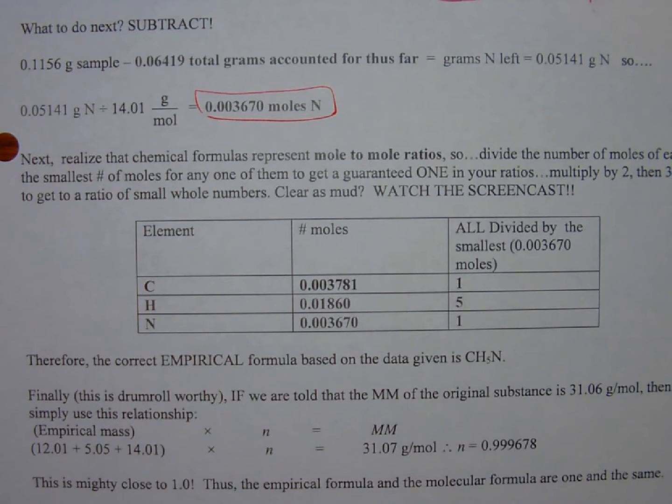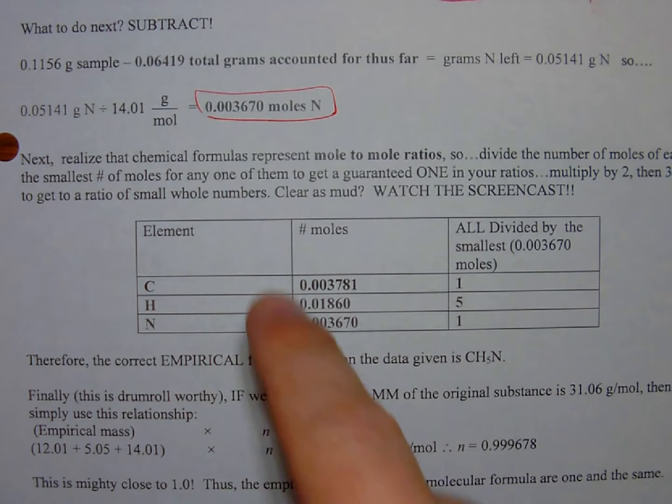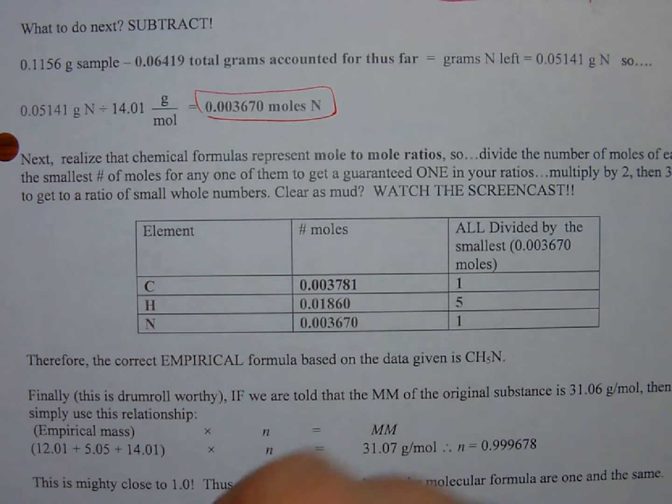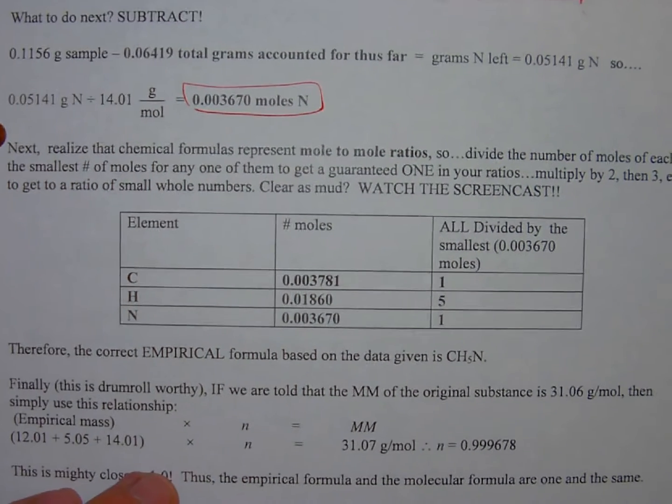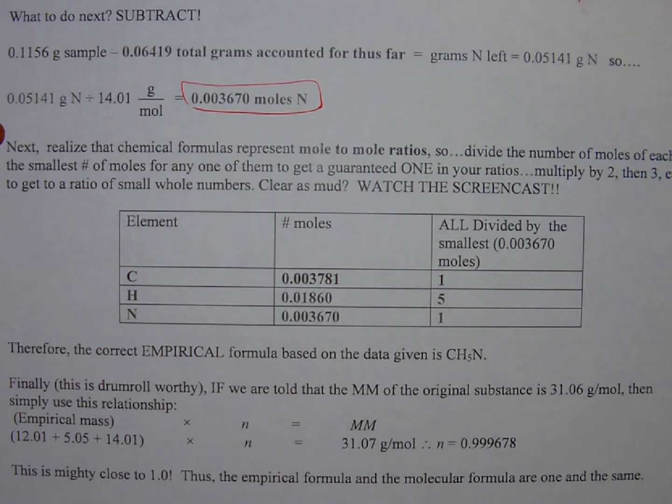So I must realize that the chemical formulas represent mole-to-mole ratios. All of these things represent mole-to-mole ratios. So I will pick the smallest number of moles and divide all the number of moles by that number. And that's going to be really nifty for me because it's going to guarantee me at least one 1 in my ratios. Whatever isn't a 1, I might multiply by 1 or 2 or 3 to get the ratio to be small whole number ratios.